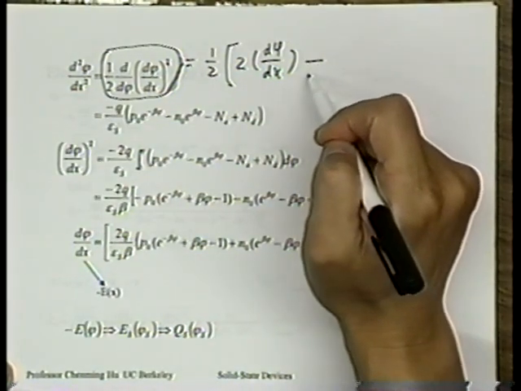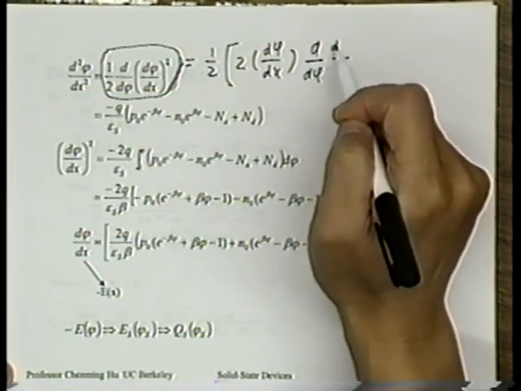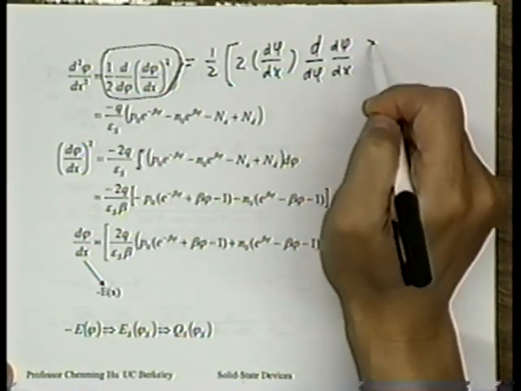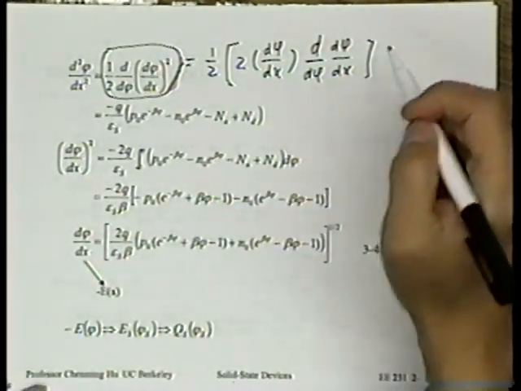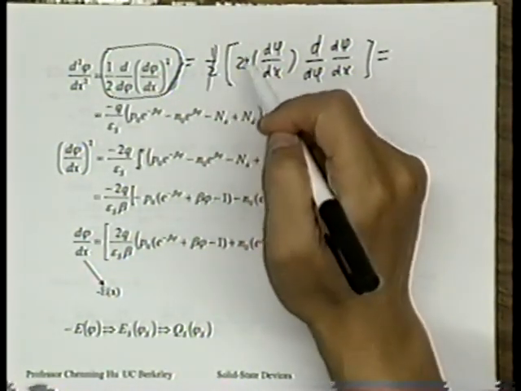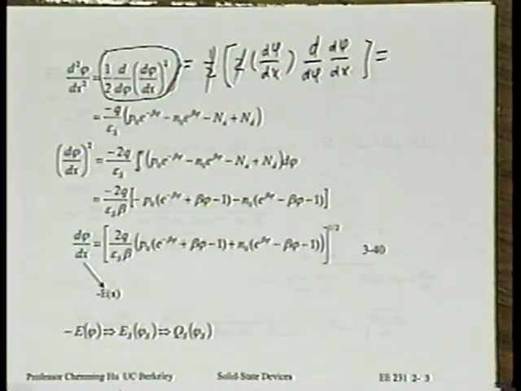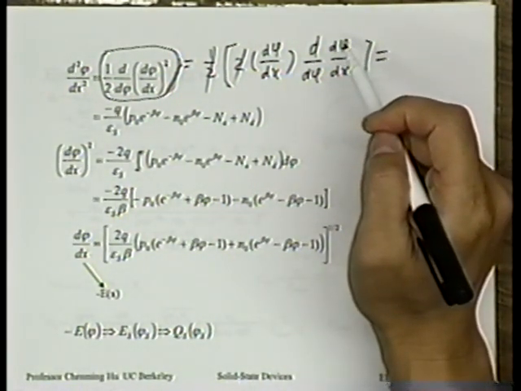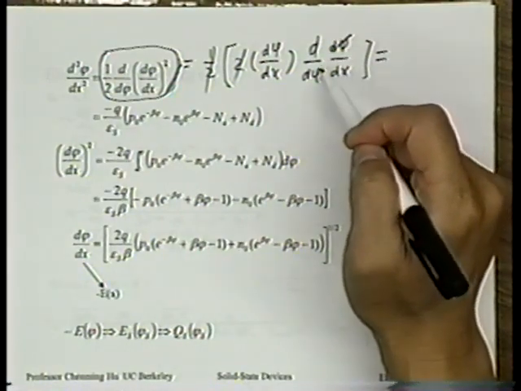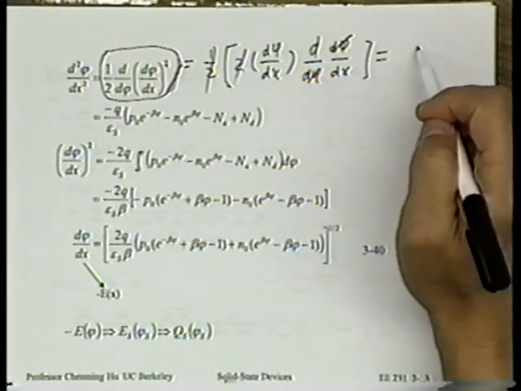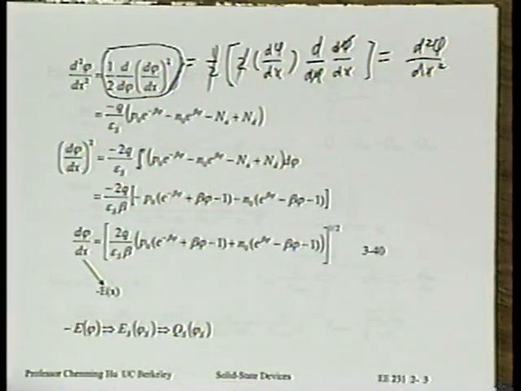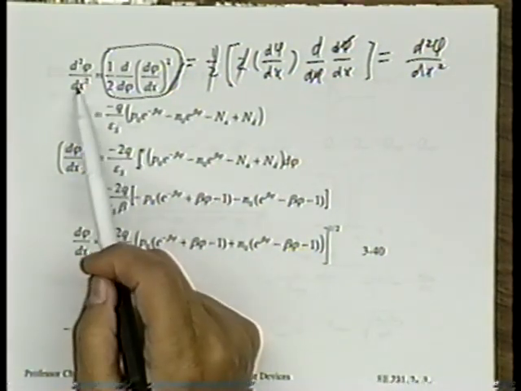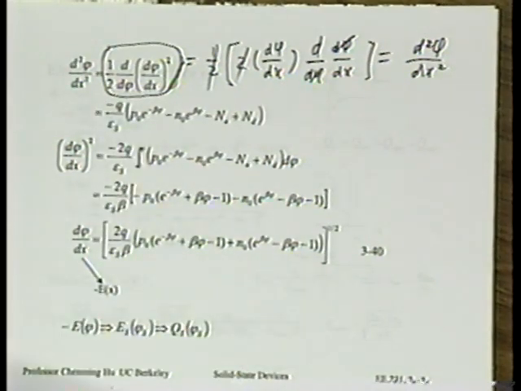And why don't I just do it this way? d phi dx. Is that right? Yes? And through chain rule, we know, first of all, these 1/2 and 2 cancel out, and this cancels out. So what we have is d squared phi dx squared. Is that right? Correct? Okay. So that's why this is a mathematical identity here.